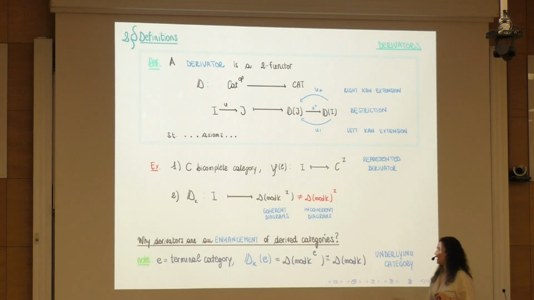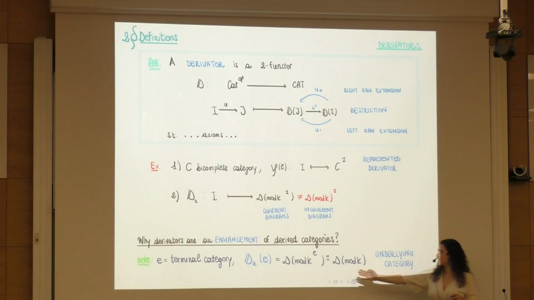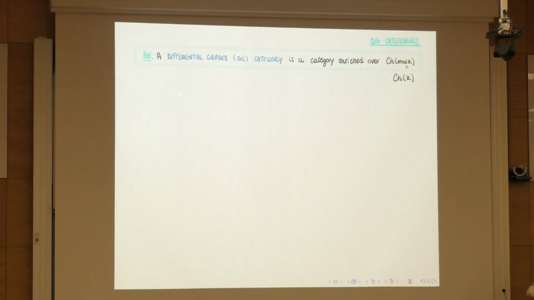So, if you take E, the terminal category, and you evaluate your derivator in E, what you get is what is called the underlying category. And if you do this in the second example, then you can see that you can recover our derived category. So, in this sense, derivators are an enhancement of the derived category. Okay, so, derivators, what about DG category?